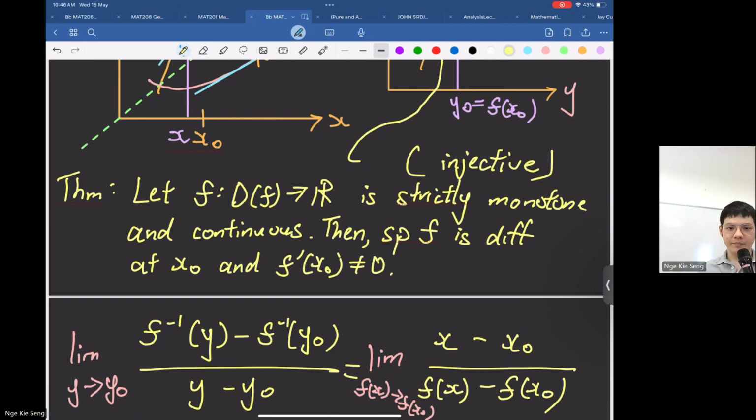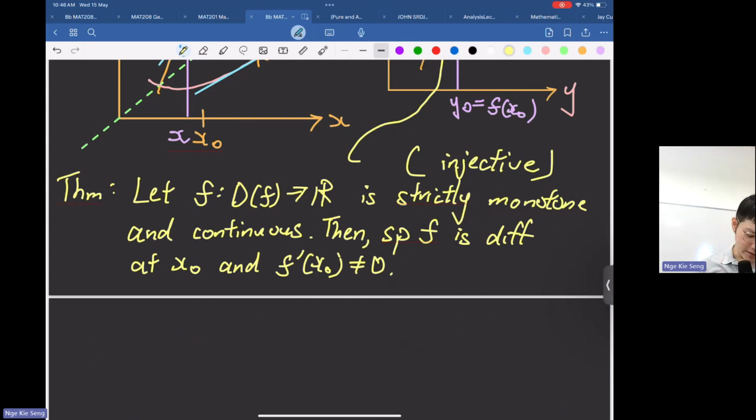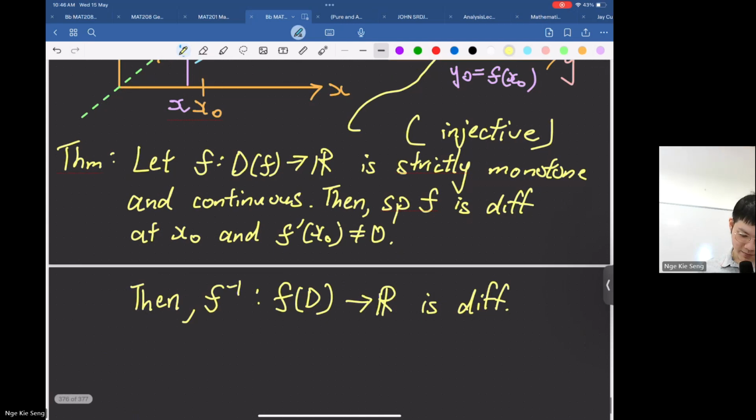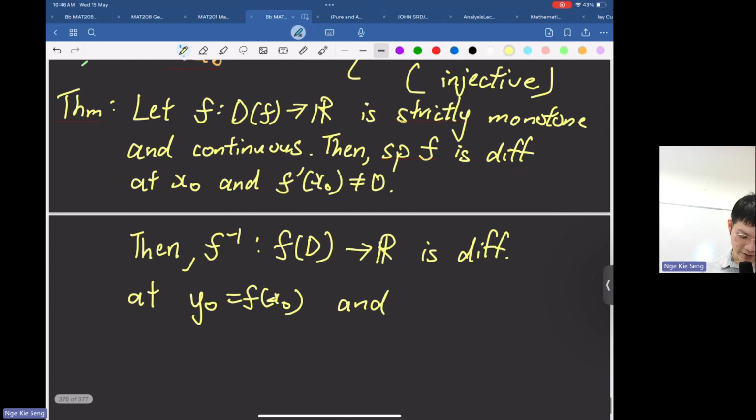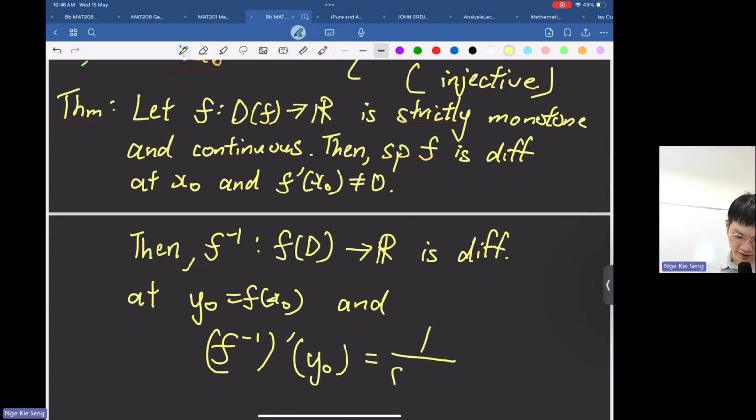Then our claim is that f inverse, from f(D) to R, is differentiable at y0, which is f(x0), and the derivative at y0 is exactly 1 over f prime of x0. This is what we want to do here. So we want to prove that f inverse is differentiable.